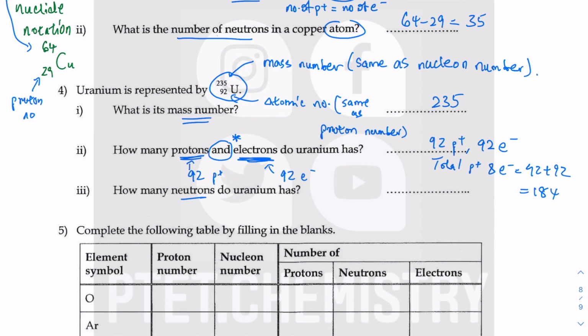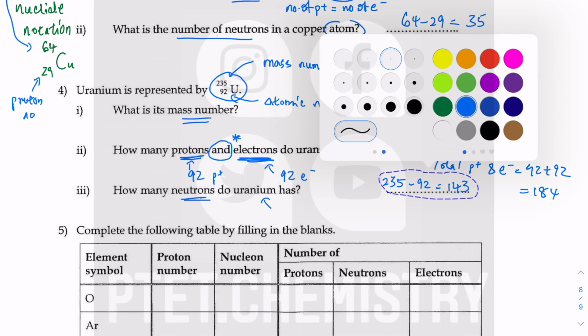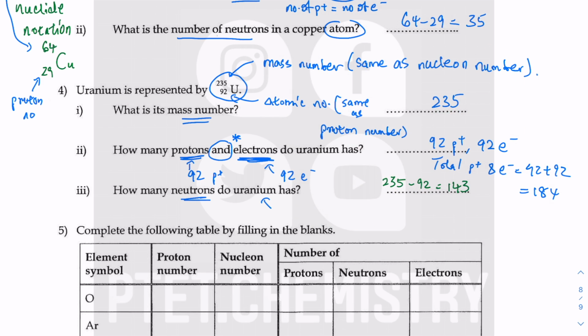How many neutrons does uranium have? The number of neutrons is equal to the mass number, or nucleon number, minus the atomic number. So it's going to be 235 minus 92, and there are 143 neutrons, okay? So perhaps I can write that over there. I'll just change it to a different color so that you can easily distinguish that.